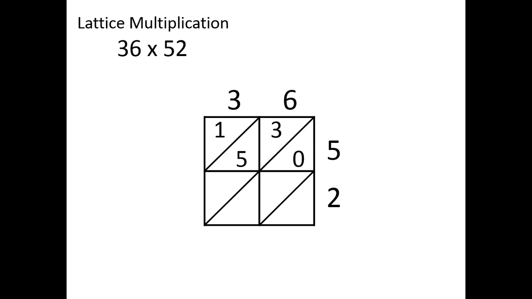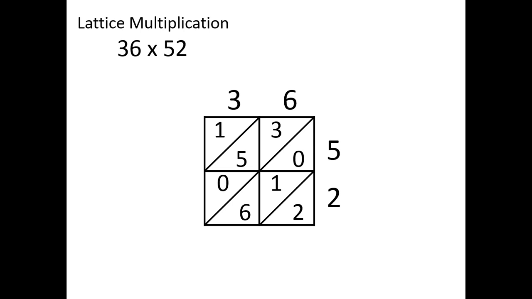6 times 5 is 30. Remember, that's really 6 times 50, which is 300. The 3 is in the hundreds diagonal, so we have the number 300. 3 times 2 is 6. Well, it's really 30 times 2 is 60, and look at where that 6 is. It's in the tens diagonal. And then 6 times 2 is 12. We know that 12 is 1 ten and 2 ones. The 1 is in the tens diagonal, and the 2 is in the ones diagonal.